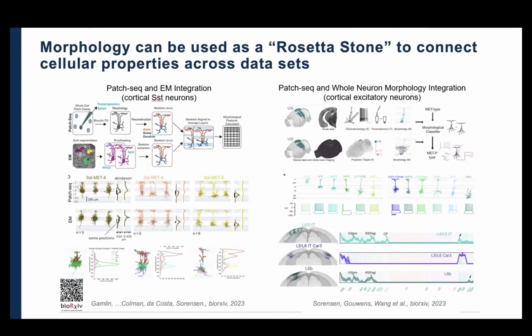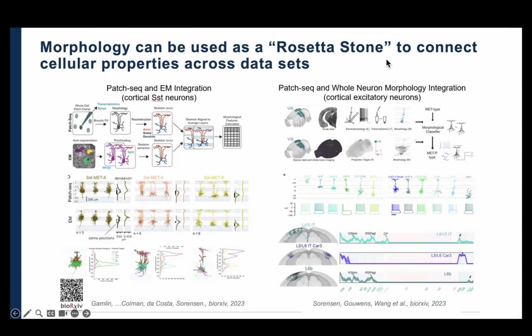So we're also using morphology in a similar manner to how transcriptomic data is used as a Rosetta Stone, or as a way to link neurons across anatomical data sets to extend our multimodal cell type definitions to include synaptic level connectivity, like here on the left, as I'm showing for a subset of SST MET types, where we do see different connectivity profiles for the different morphological shapes that we've identified with this approach.